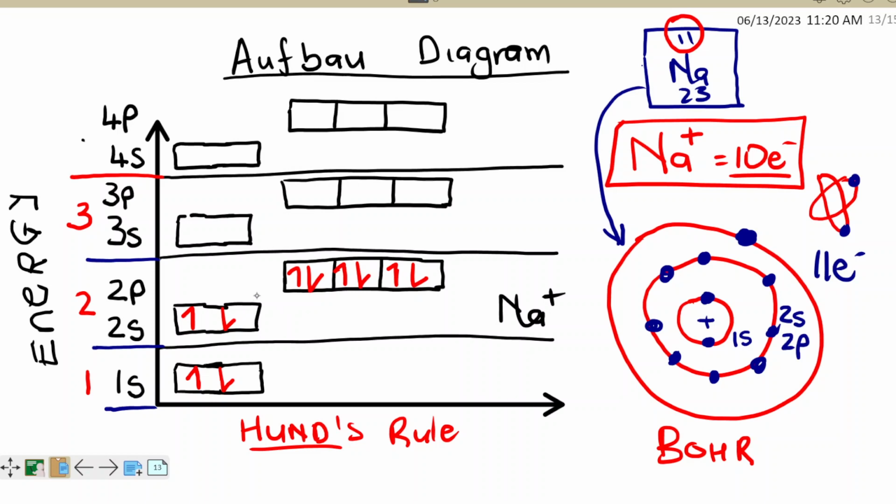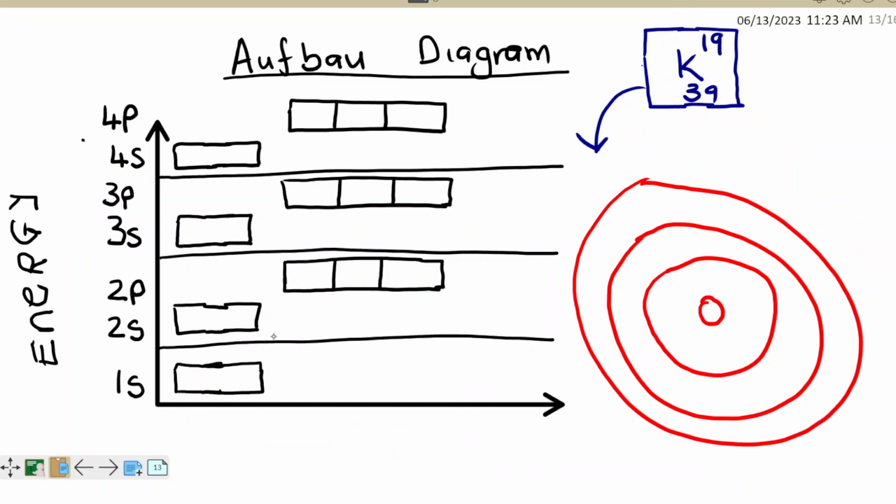Let me give you 2 more examples. This is the answer for that question, but now I want to do something extra in addition to this example. Let's say that we are required to draw the Aufbau diagram of, let's choose potassium, for example. Yeah, potassium has 19 electrons. So let's do an Aufbau diagram of potassium. Okay, now this is the potassium atom. It has 19 electrons.